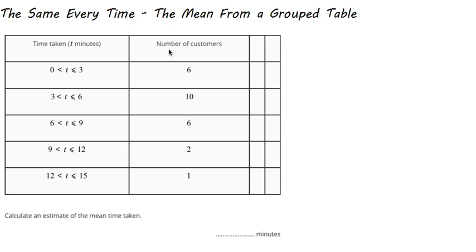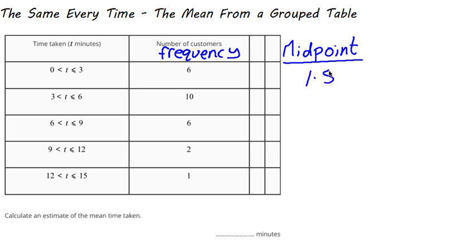I'm just going to write in here that the number of customers, the number of anything really in statistics, is also known as the frequency. So the number of times something happens is the frequency. Now we know from watching the previous videos that the first thing we have to do is work out the midpoint of each group, the number halfway through each group. 0 to 3, that would be 1.5 is halfway through. Add together 0 plus 3 equals 3. Divide by 2 gives you 1.5.